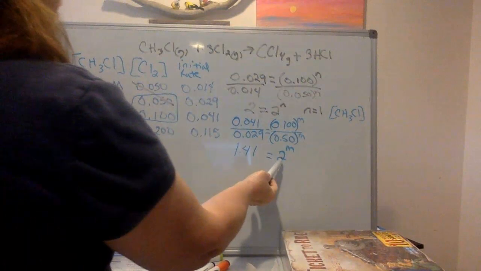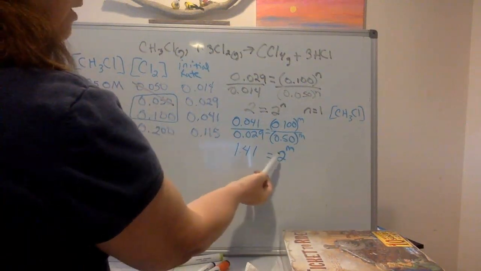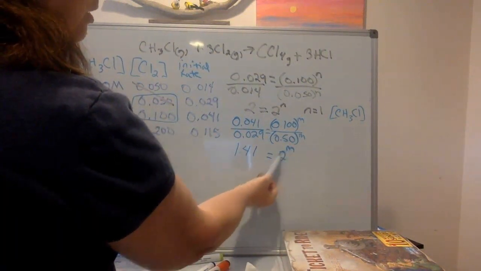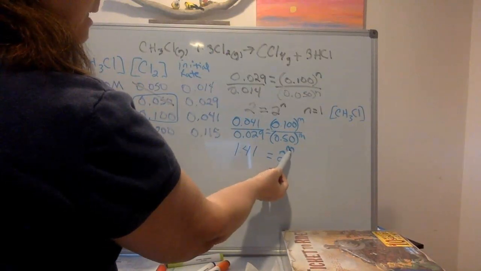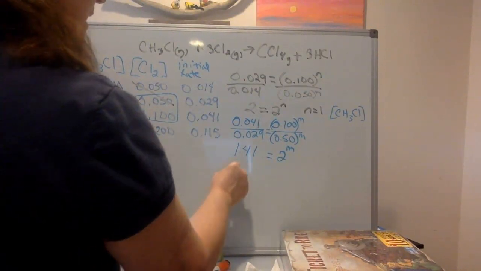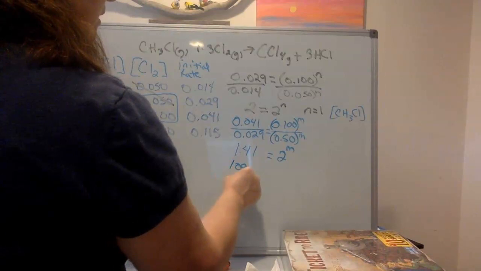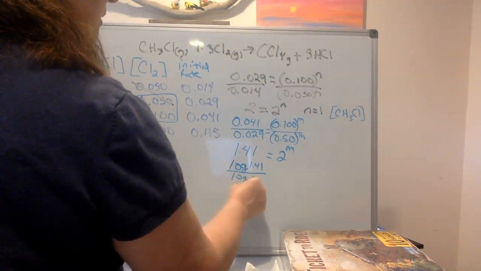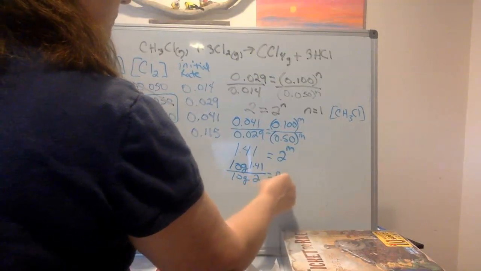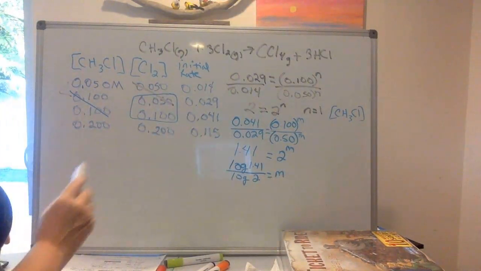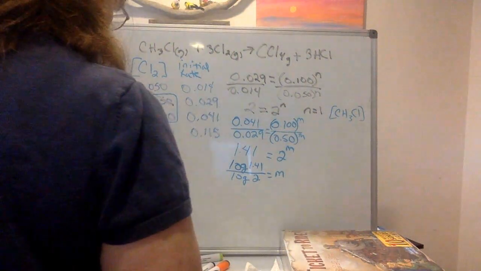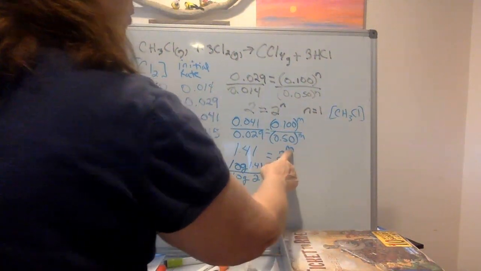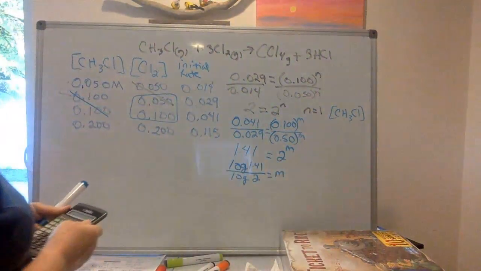So 2 to the first is 2. So this is less than 2, right? M is less than 2. The easiest way is to just do your log. Log 1.41 divided by log 2 equals m. That's the easiest way. But another way is to take this and try the square root of 2.